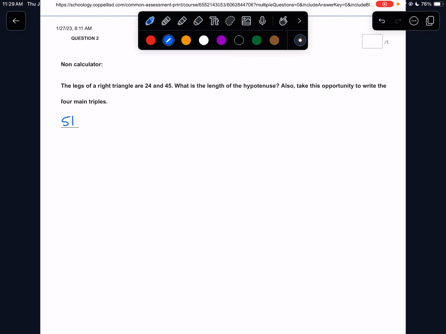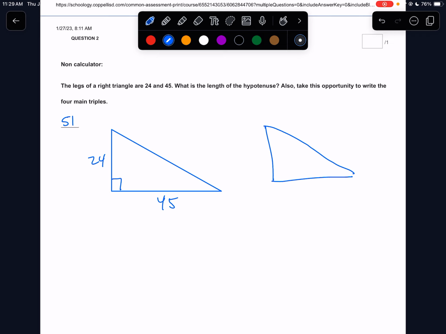Non-calculator, the legs of a right triangle are 24 and 45. So we have a right triangle with legs of 24 and 45. What is the length of the hypotenuse? If I had no calculator, I would certainly reduce. I can divide both of these by 3. I don't know if I can go farther than that.